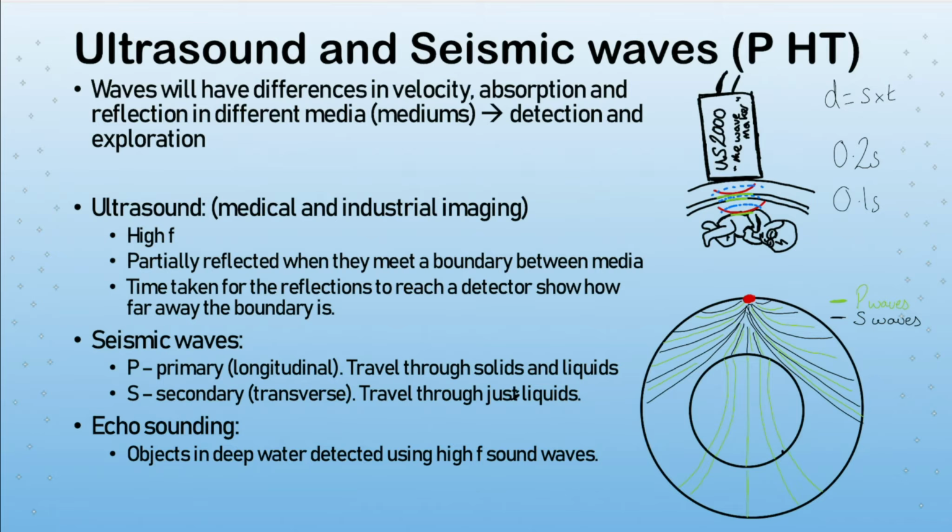And so we can use that equation to work out how far away this object, this boundary is. And because we have partial reflections, we can collect a lot of data from this one set of ultrasound that's being sent out. And so we can generate a picture of all these different surfaces that the sound waves are travelling through, how far away they are, and how strong a boundary it is.